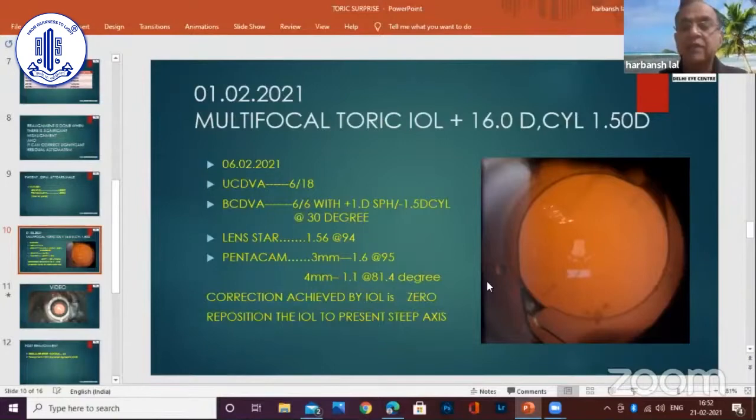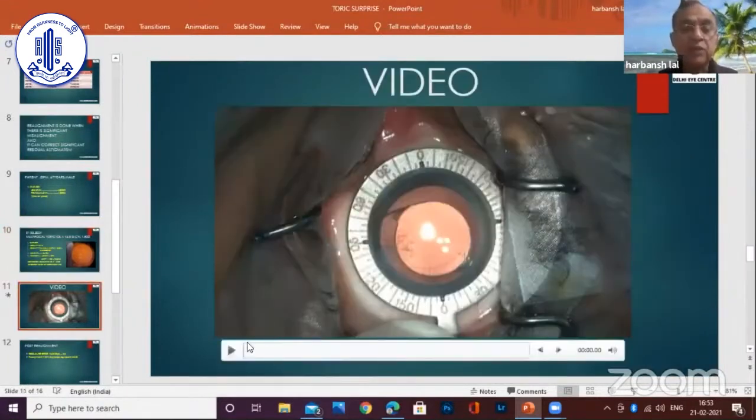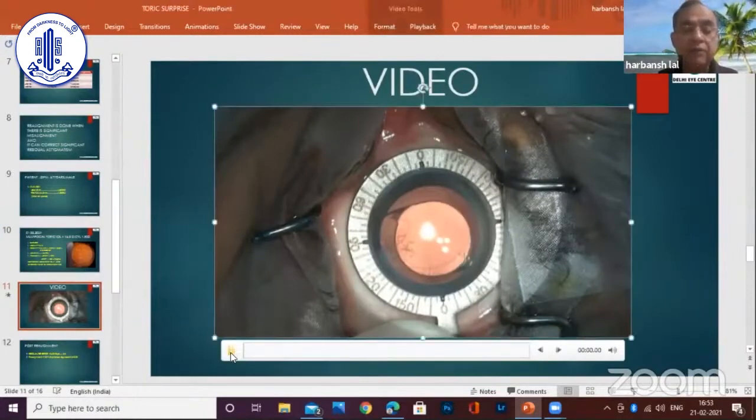I'm emphasizing again and again that you don't have to really go to astigmatismfix.com or ASSORT or any other site, because whatever is the steep axis now, you put the IOL there. Unless your surgically induced astigmatism is too high, you don't have to open the main port incision, just make the side port incision and implant the IOL.